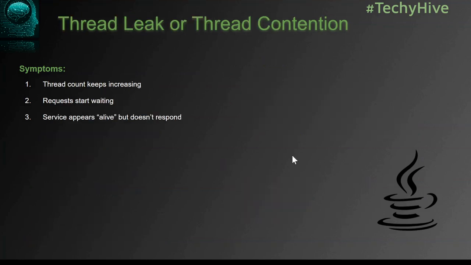Let's move to the next cause, thread leak or thread contention. So the symptoms of thread leak and thread contention are that thread counts keep increasing, requests start waiting, there is a long wait for the request, and the service appears available but doesn't respond. It seems the service is online but it's not responding to the request.